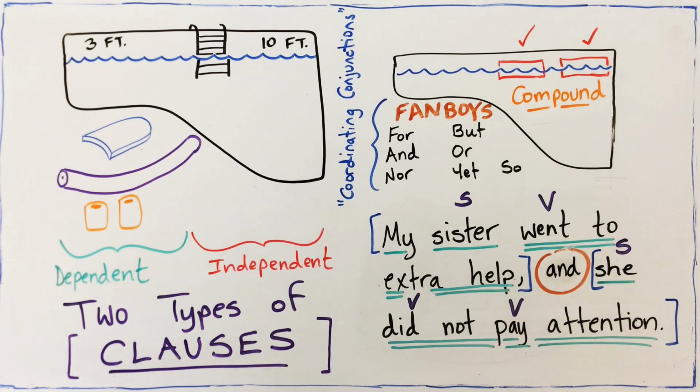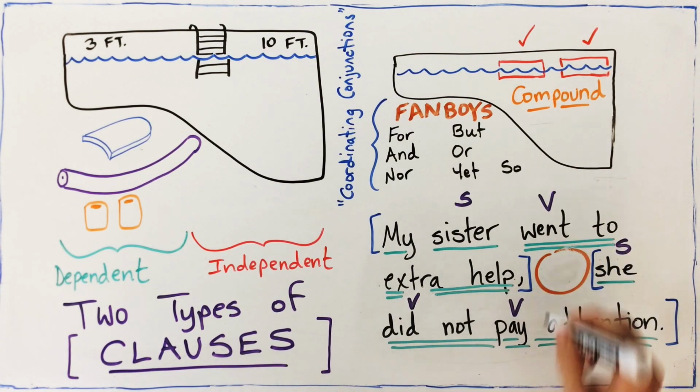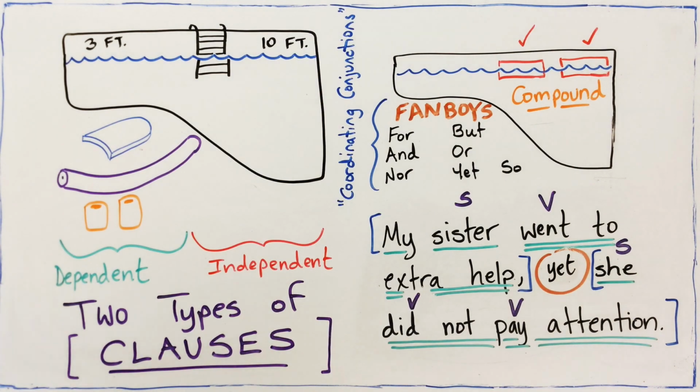So what we've learned thus far is that every clause has one complete subject and one complete predicate. A sentence with one clause is a simple sentence, and a simple sentence is an independent clause by itself. A compound sentence is two independent clauses joined by a fanboys. We'll explore complex sentences and dependent clauses next.